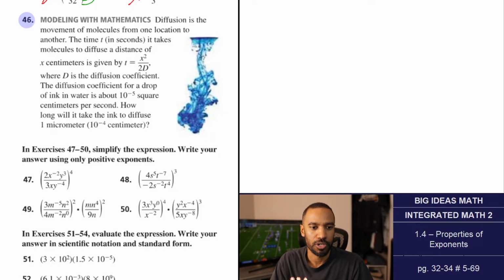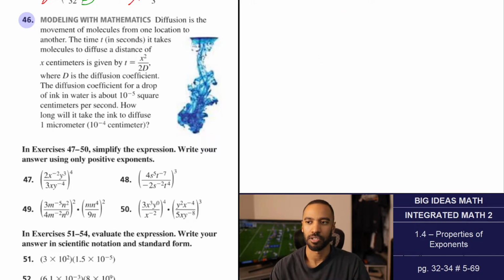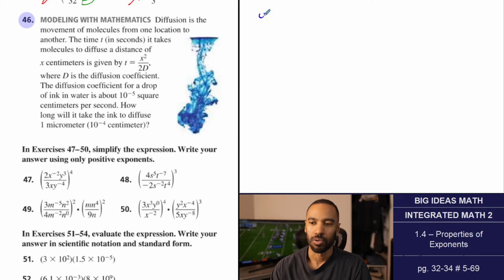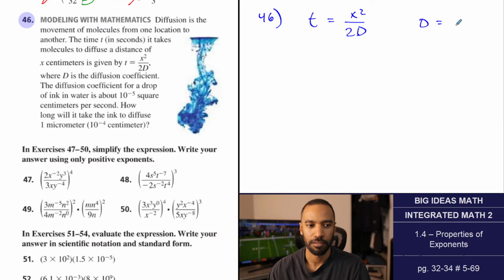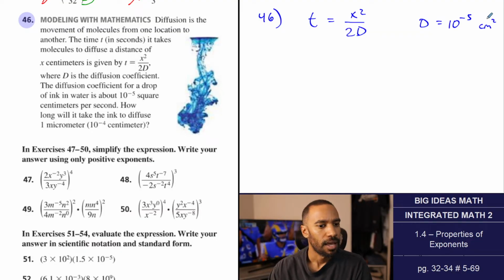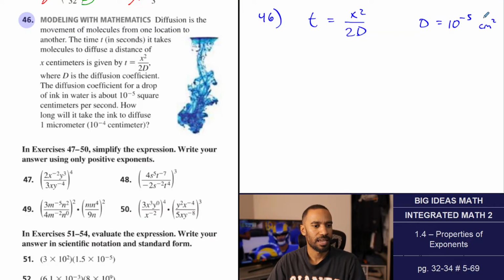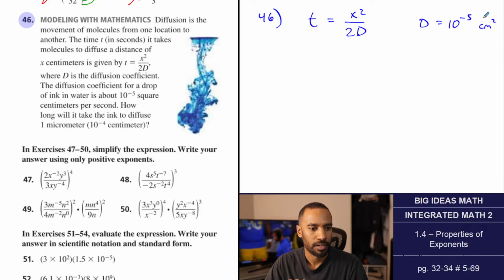The diffusion coefficient for a drop of ink in water is about 10 to the negative 5th square centimeters per second. So, hold on, 46. We have t equals x squared over 2d. And d in this case for ink in water is 10 to the negative 5th square centimeters per second. Okay. How long will it take the ink to diffuse 1 micrometer, which is 10 to the negative 4th centimeters?